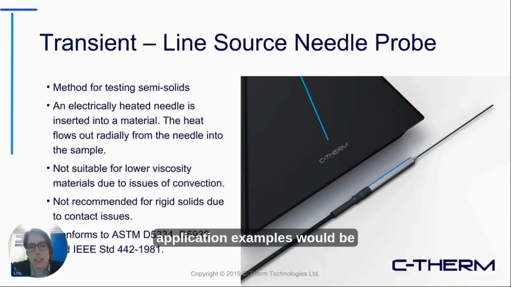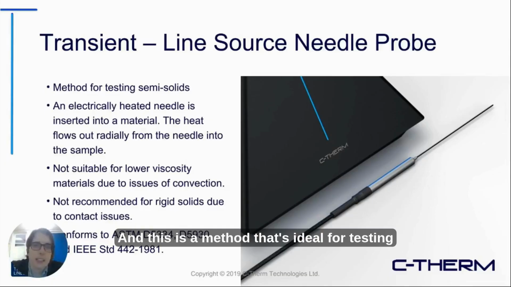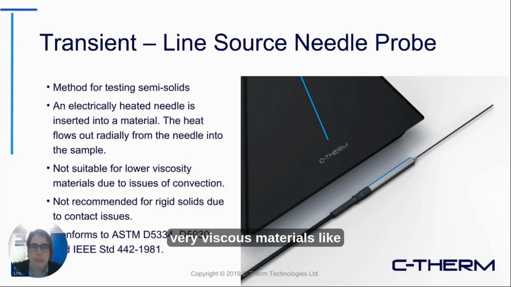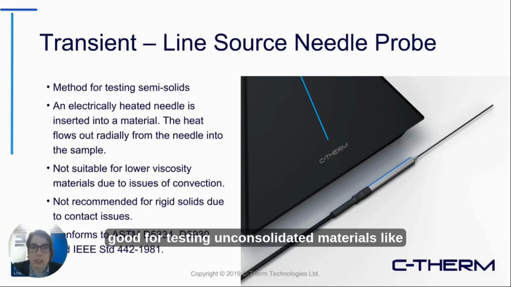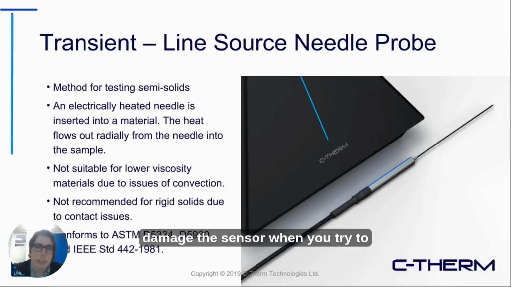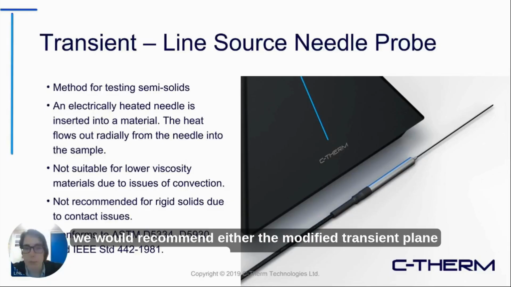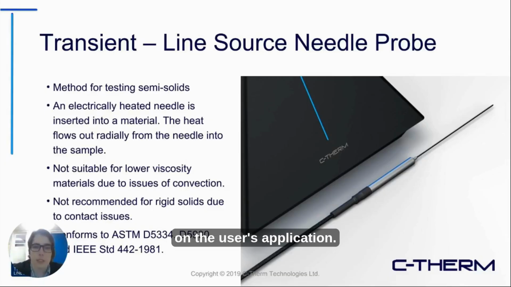The final set of application examples would be the transient line source, or needle probe sensor. This is a method that's ideal for testing semi-solids and very viscous materials, like bituminous oil sands if they're very soft, and it's also good for testing unconsolidated materials like sands or gravels. It's not really suitable for lower viscosity fluids because you'll get some convection issues. And it's not recommended for rigid solids due to the potential to damage the sensor when you try to insert it, and also due to thermal contact resistance issues. For rigid solids, we would recommend either the modified transient plane source or the transient plane source, depending on the user's application. Transient line source conforms to a number of ASTM and IEEE standards, as you can see on the slide here.